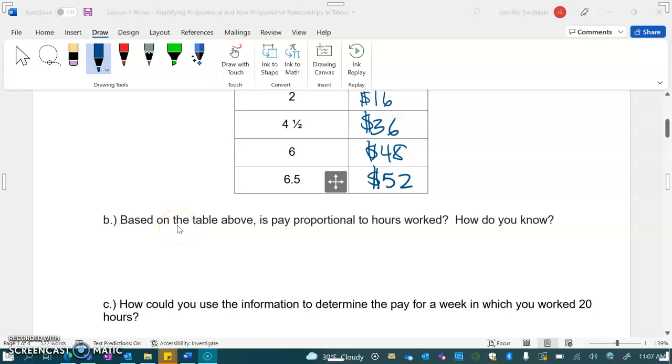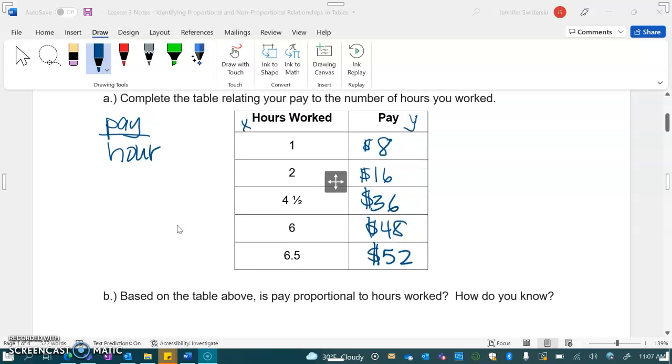So it says, based on the table above, is pay proportional to hours worked? How do you know? Well, to find out if something's proportional, we need to do our y over our x. So here, my pay is 8. That's 8 over 1. The next one, 16 over 2. My y over my x. This next line, we have 36 over 4.5. The next one is 48 divided by 6. And this last one is 52 divided by 6.5.